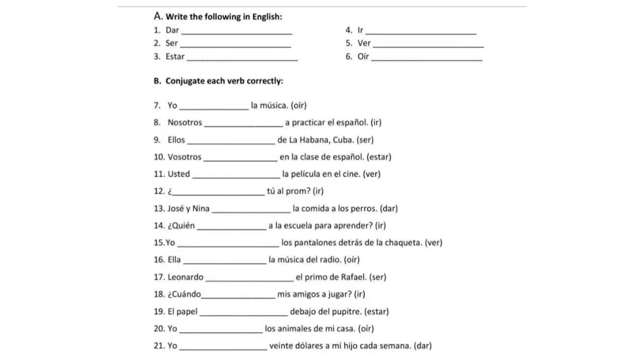In this third exercise, first of all, we have the A part. In this A part, you have to write the meaning of these verbs in English, like dar, ser, estar, ir, ver, oír. What do these verbs actually mean in English? Like dar means to give. So this is the meaning of dar, to give. Just like that, you have to do all of these.